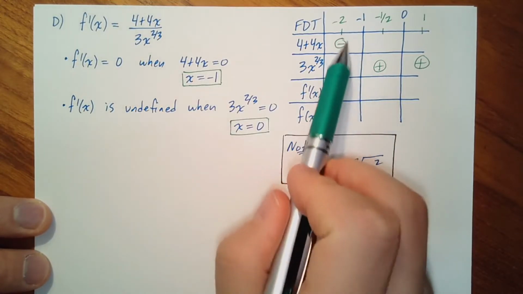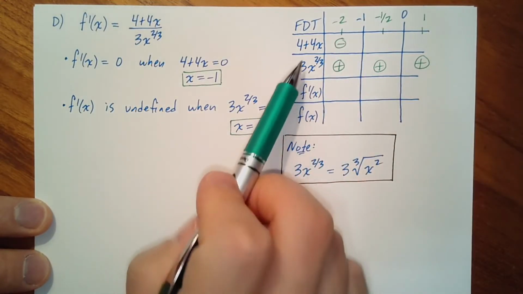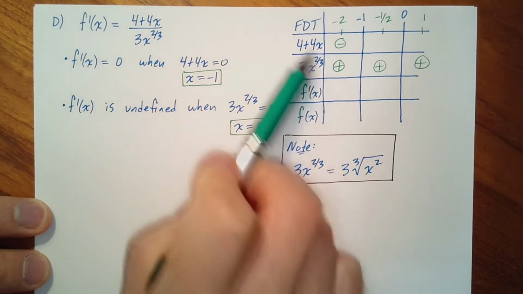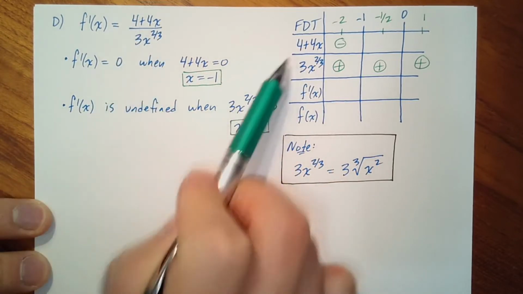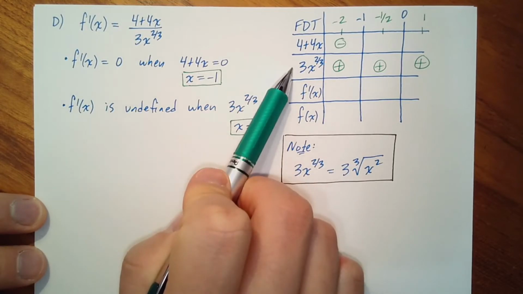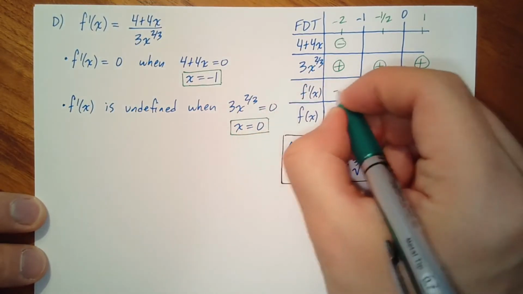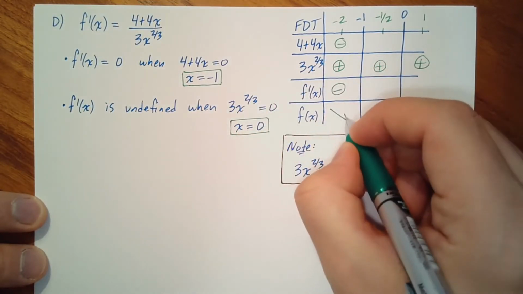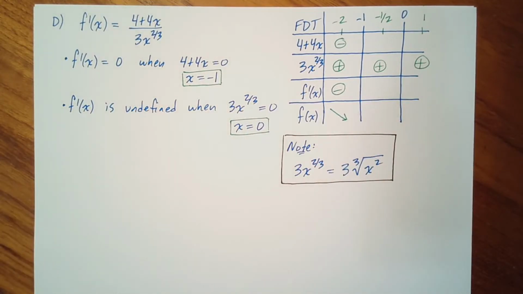Okay, well, for the first column, you've got a negative. It's not a product because it's a fraction, right? But it's the same as if you had a product. The numerator is negative, the denominator is positive. A negative divided by a positive is going to be negative. So your function is decreasing on that interval.